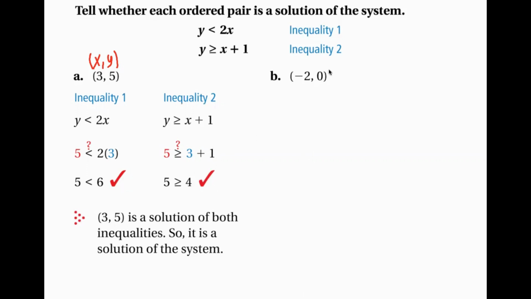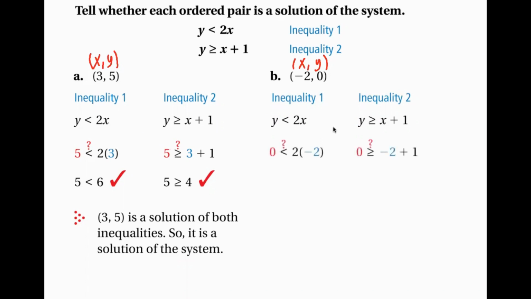We can try this again with a different ordered pair. Now we have negative 2, 0. Negative 2 is going to be our x value, and 0 will be our y. Again, let's write down our two inequalities. And we're going to plug in negative 2 for our x value and 0 for our y value. So for our first inequality, we would have 0 is less than 2 times negative 2. And for our second one, we would have 0 is greater than or equal to negative 2 plus 1.